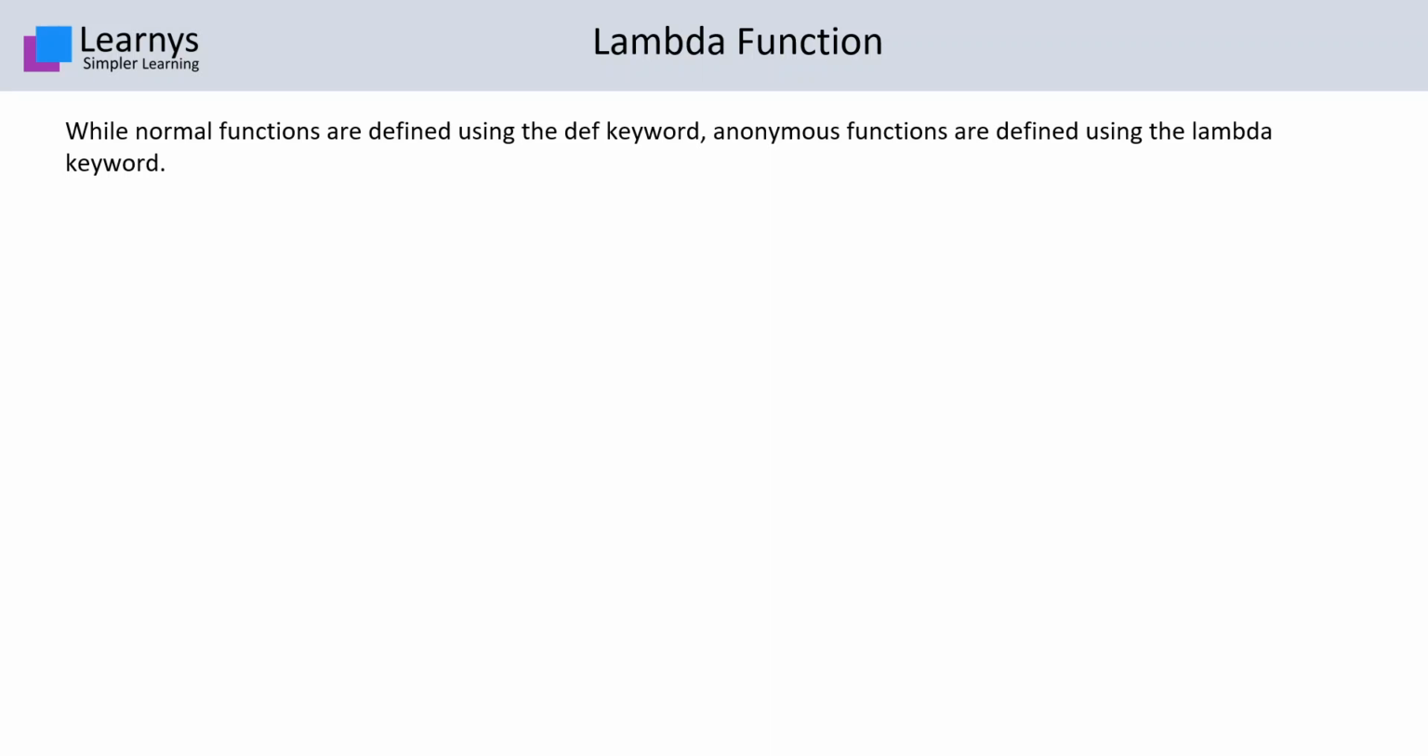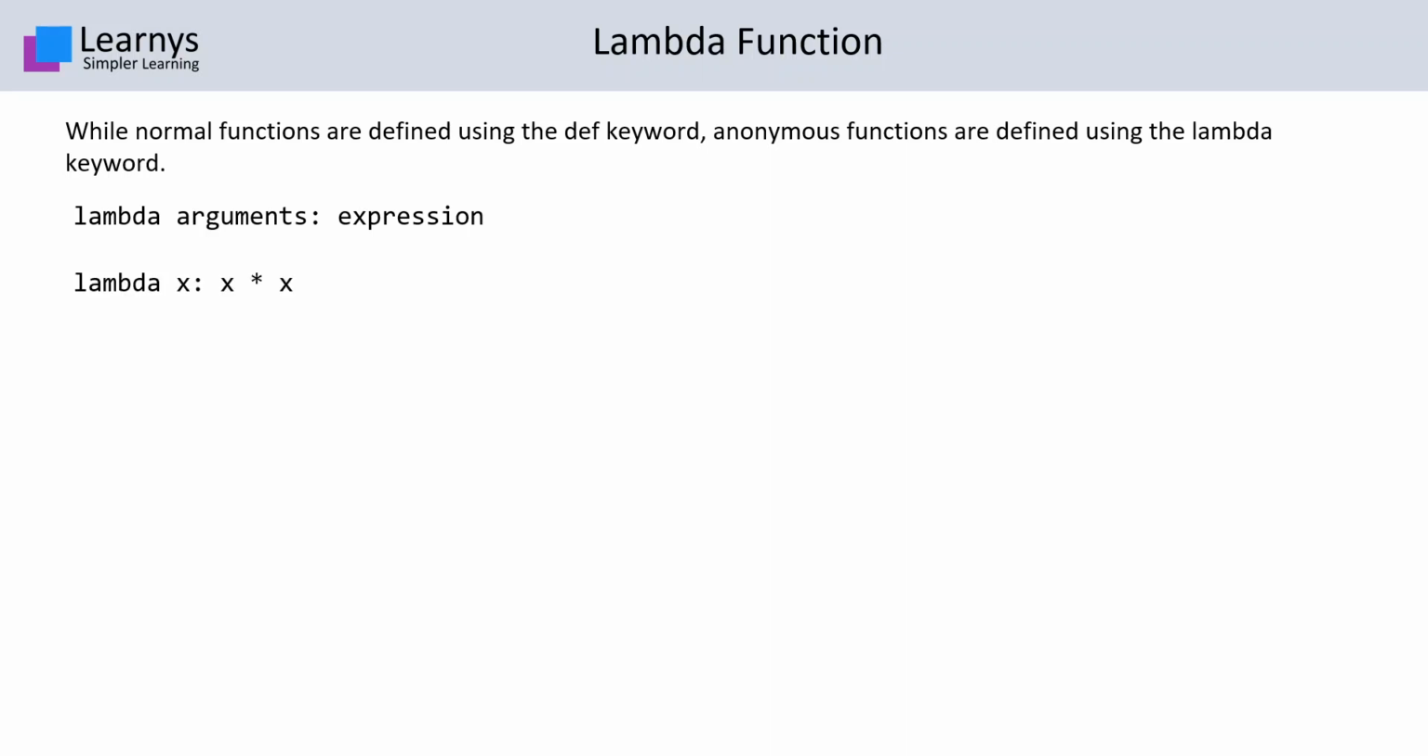The general format of declaring a lambda function is this, where lambda arguments : expression is given. These lambda functions can have any number of arguments but only one expression. The expression is evaluated and returned. Lambda functions can be used wherever function objects are required.